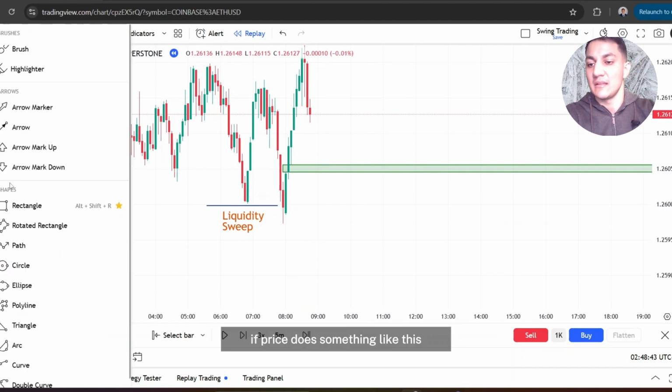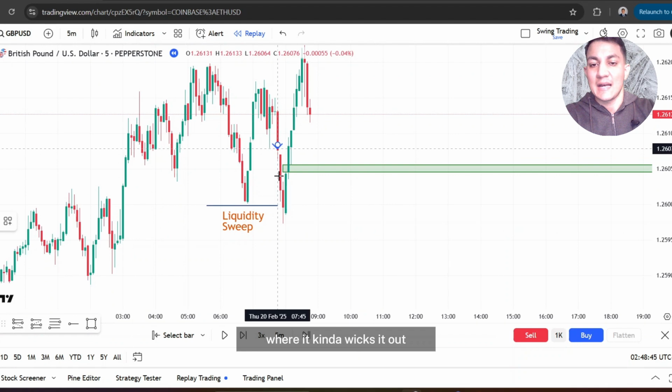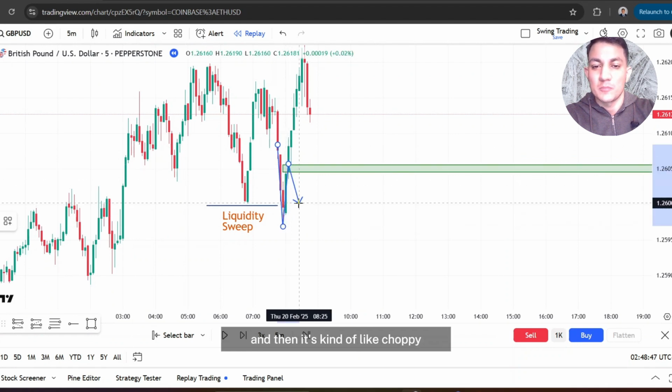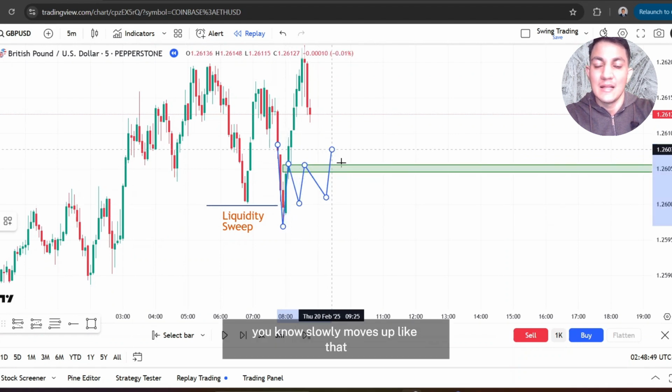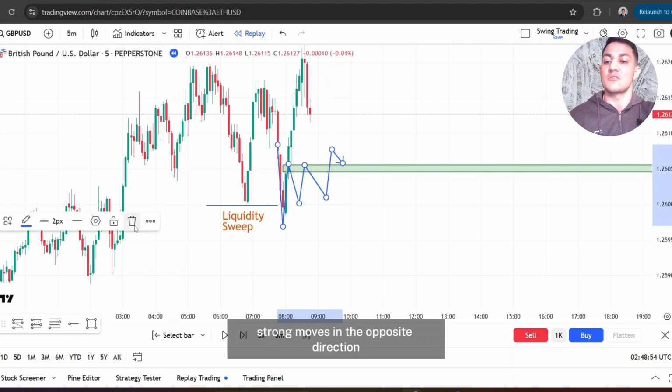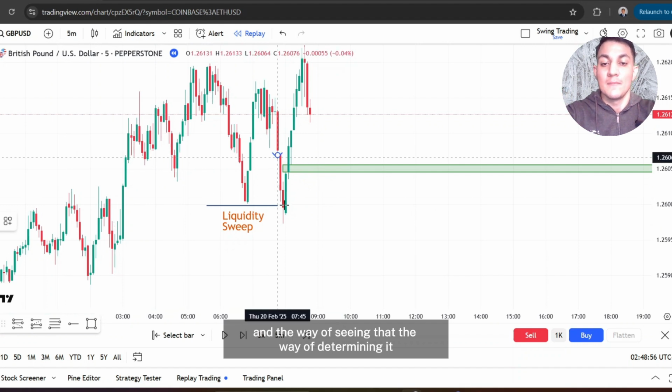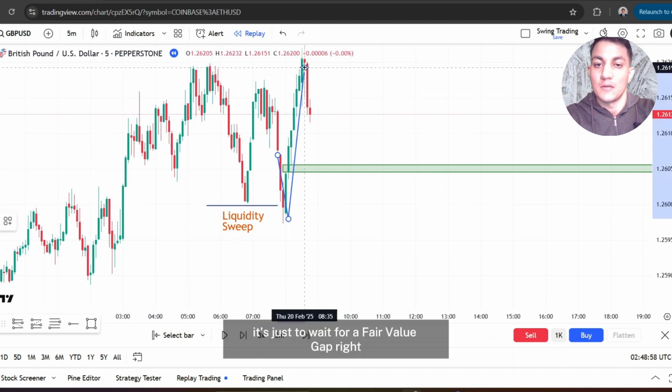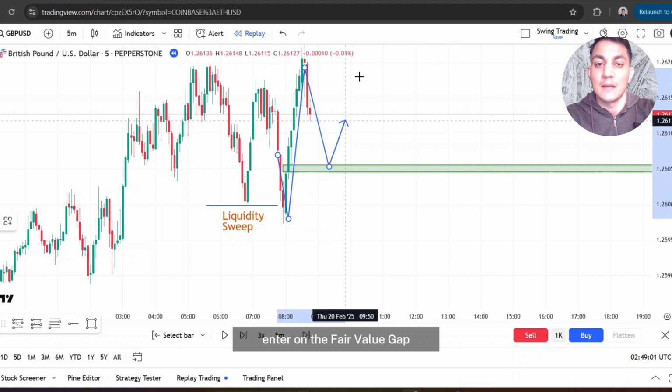If price does something like this, and you've probably seen this before, where it kind of wicks out and then it's choppy, it slowly moves up like that, that is not a liquidity sweep, right? We want to see quick, aggressive, strong moves in the opposite direction. And the way of determining that is just to wait for a fair value gap, enter on the fair value gap, and ride price up.